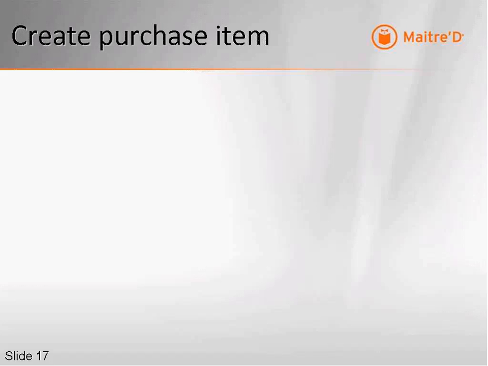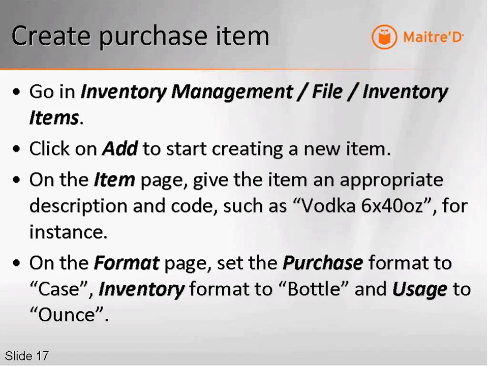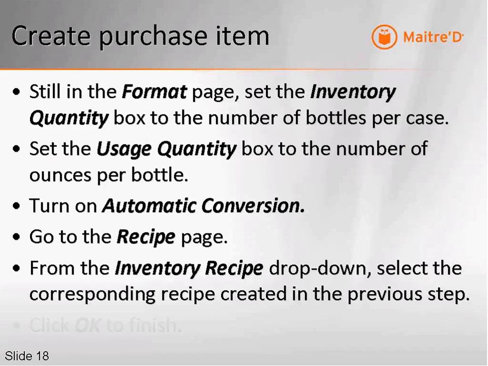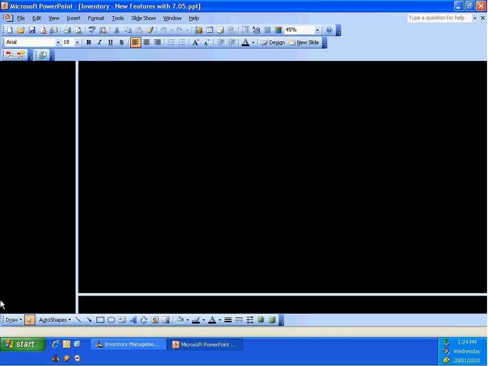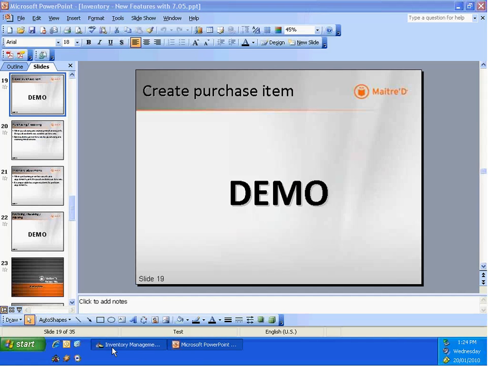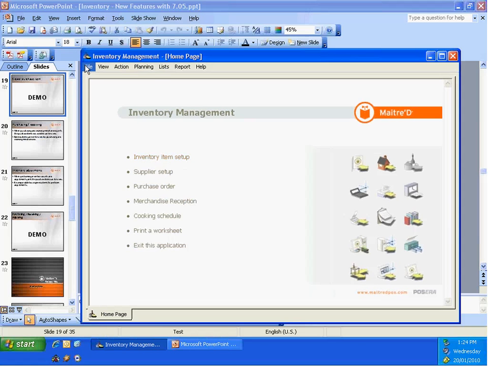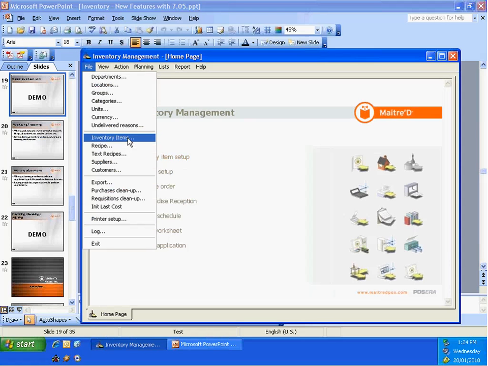Okay, next step, purchase item. So again, we have all the steps to create that here that are detailed for you. So again, we want to go in inventory item setup. There's a couple of ways to access the same menu, by the way. You can use the link that's right here at the middle of the page, or you can go in File and then go Inventory Items. It does exactly the same thing. So that's the actual indication that you have in the PowerPoint presentation, but it goes to the same place.